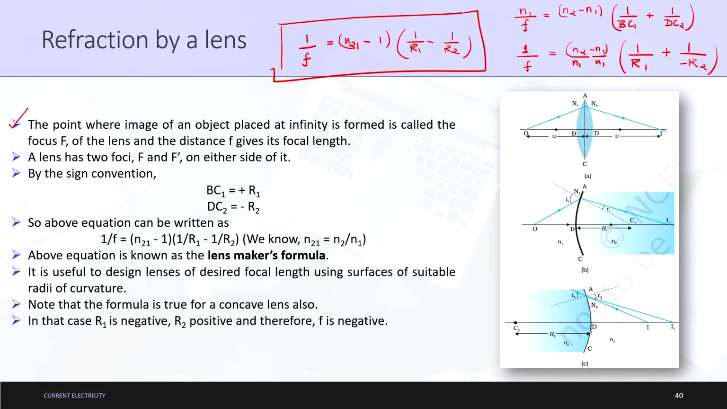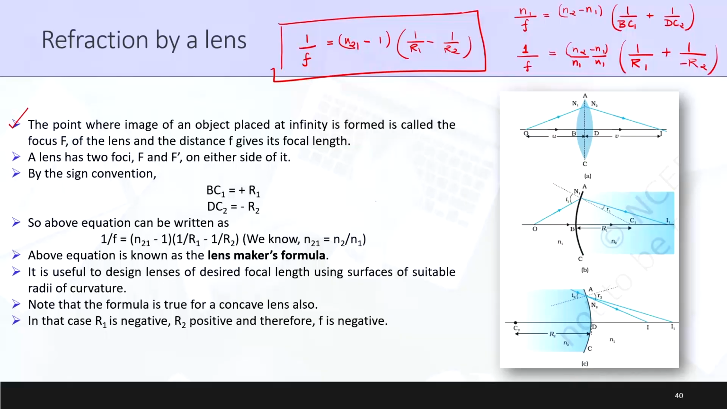1 by f is equal to (n21 minus 1) into (1 by R1 minus 1 by R2). Please clearly remember, every sign convention is being used very clearly here. If you are very strong with the sign convention, the mistakes in this lecture or this complete chapter will be very few. Okay, so let us move on. Basically, this is your Lens Maker's formula.